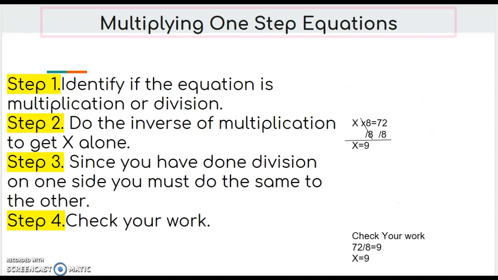Multiplying one-step equations. Identify if the equation is multiplication or division. Do the inverse of multiplication to get x alone. Step 3. Since you have done division on one side, you must do the same to the other. Step 4. Check your work.